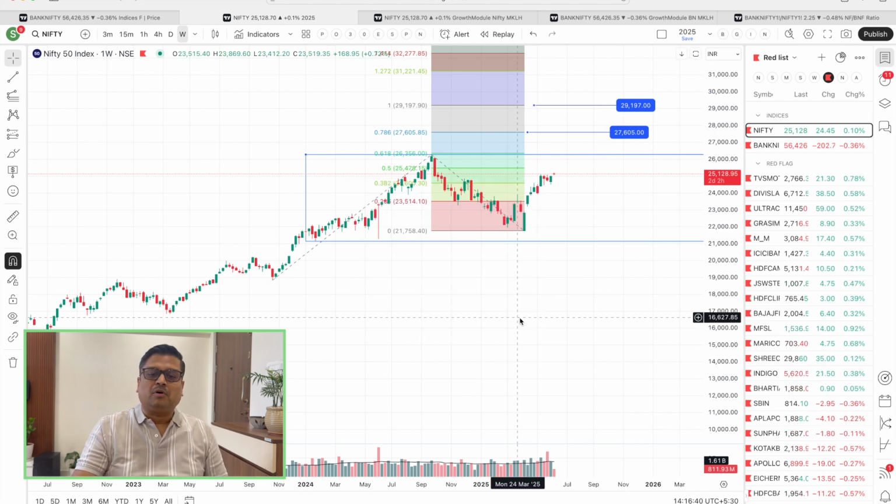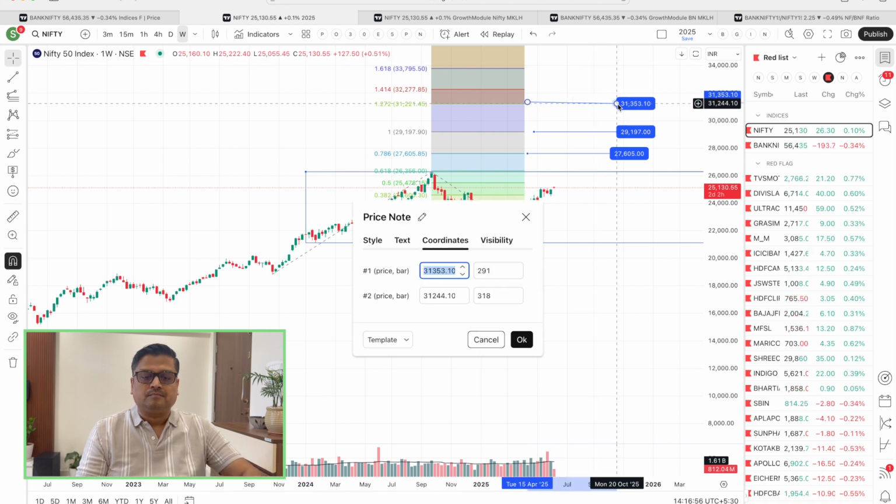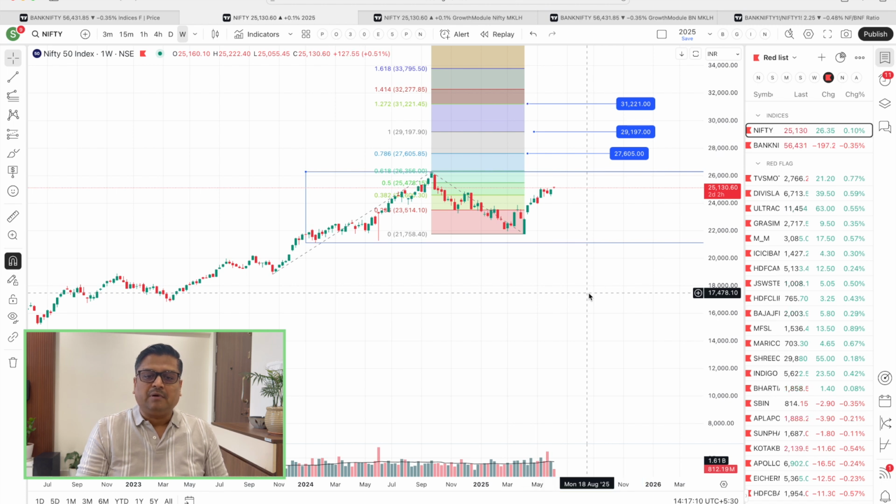Okay, but more importantly, the better targets or the bigger targets, there are two targets that I'm going to talk about. Number one, a long-term target can be 31,221. Right, and another next target can be 33,795.